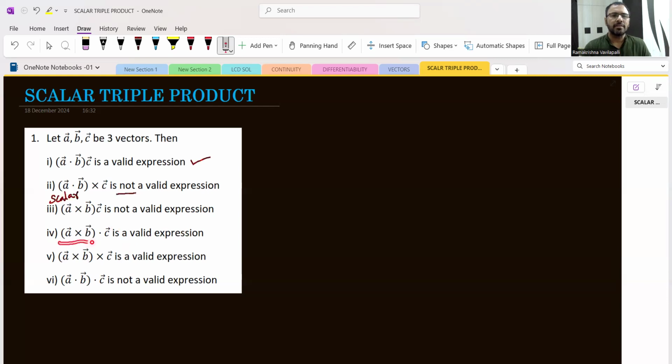And A cross B dot C is a valid expression because dot is applied between two vectors. A cross B cross C is a valid expression because cross is applied between two vectors. A cross B is a vector. A dot B dot C is not a valid expression. And this, A cross B dot C, is called scalar triple product. This is known as scalar triple product.